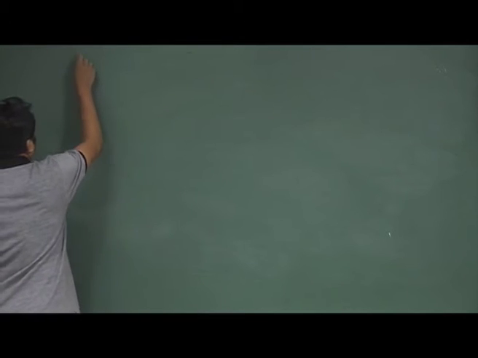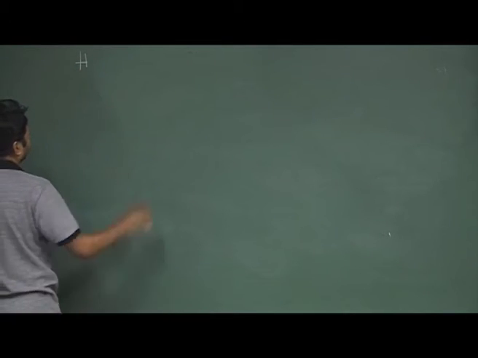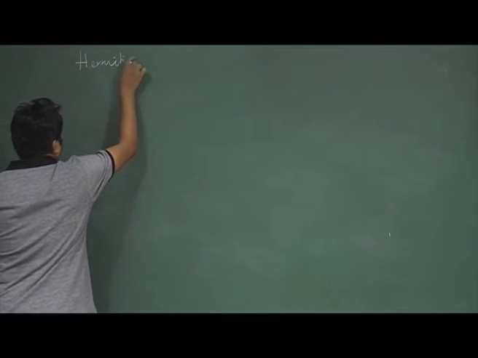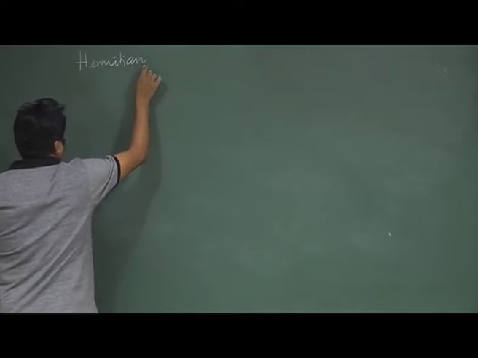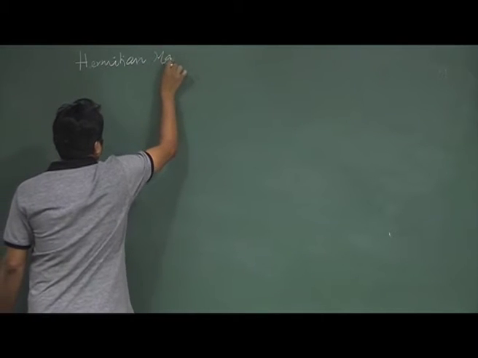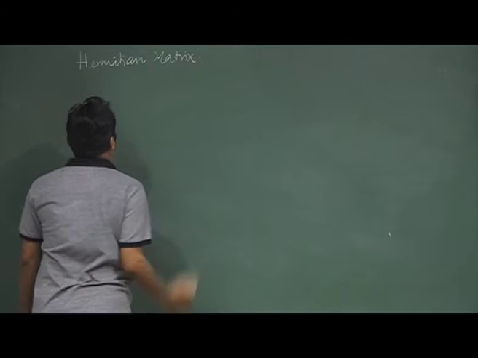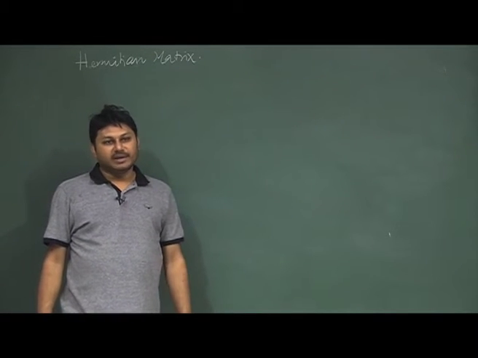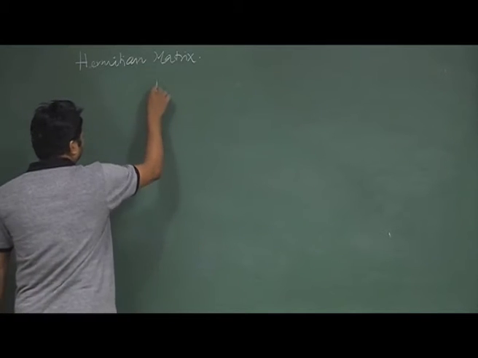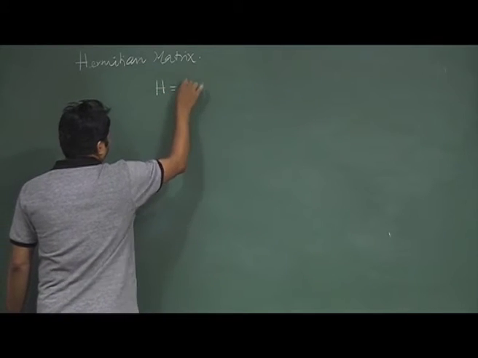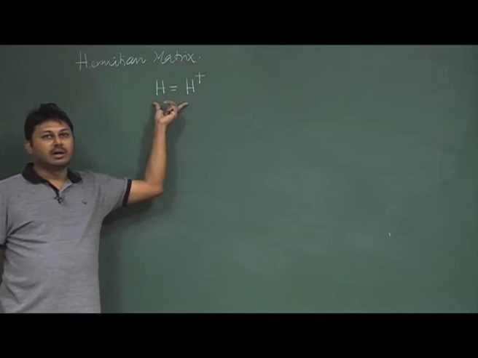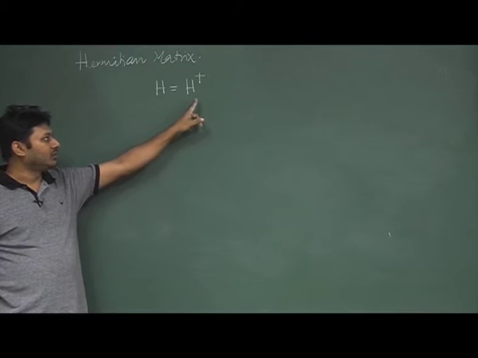Now one important concept I would like to introduce is the Hermitian matrix. What is a Hermitian matrix? A matrix H, if it is equal to H dagger, then this matrix is called a Hermitian matrix. H is equal to H dagger.